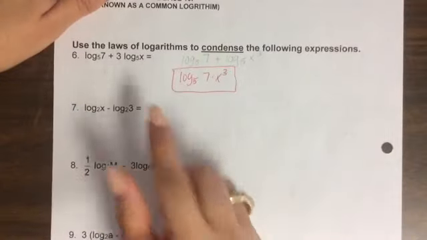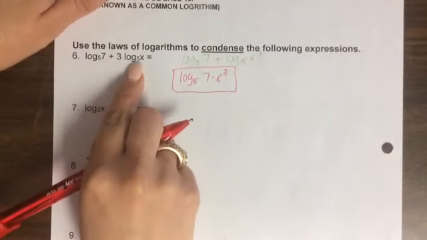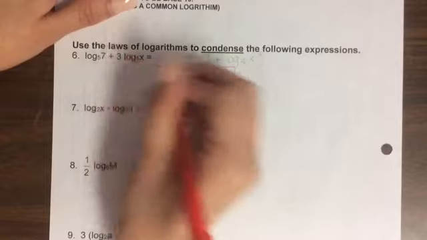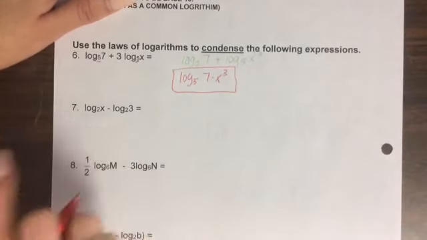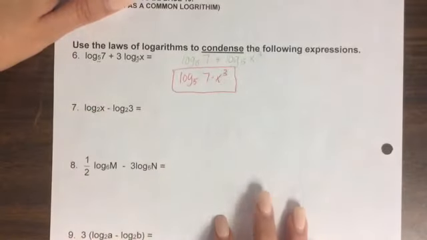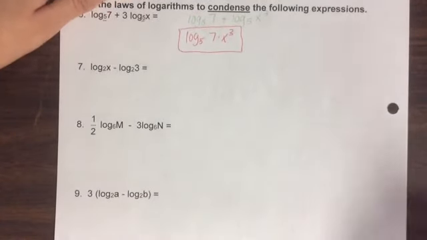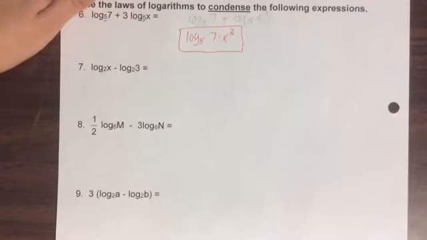Now, key note. Make sure they're both the same log base. So here, they're both base 5, so I can do that. Make sure you do that, because if not, you can't condense or expand anything like that in that nature. So just make sure you're doing that.